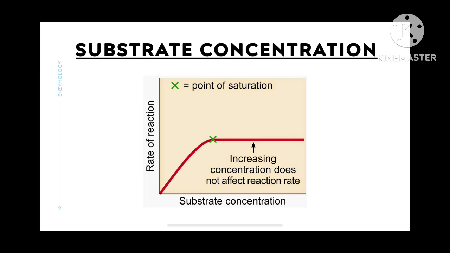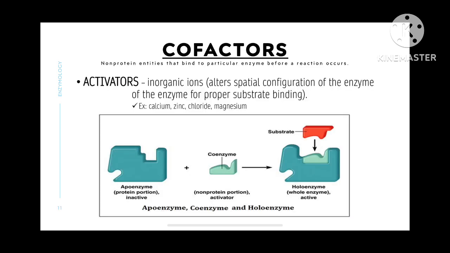at their maximum rate. The third factor that could affect enzymatic reactions are cofactors. These are non-protein entities that must bind to particular enzymes before a reaction occurs. Common activators or inorganic cofactors are metallic. An example would be calcium, iron, magnesium, manganese, zinc, and potassium.